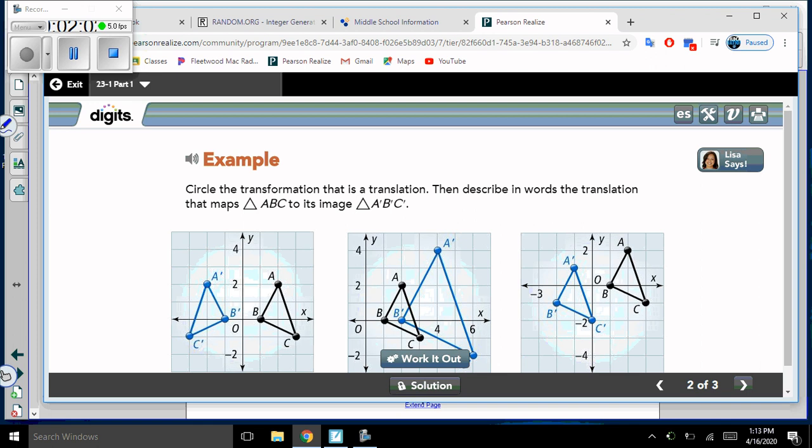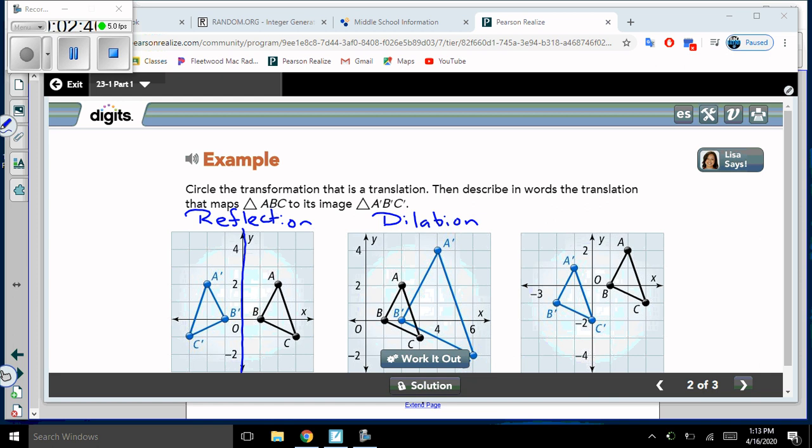That is a translation. Then please describe it in words, the translation that maps ABC to A prime, B prime, C prime. If I take a look at the first one, obviously it doesn't simply slide. This one actually flips, and it flips over the y-axis. We will learn that this one's known as a reflection, with the y-axis being the mirror. If I take a look at the second one here, we obviously have a change in size, and when we have a change in size of any type, we're going to be calling it a dilation. Dilation is going to be found in the next chapter.